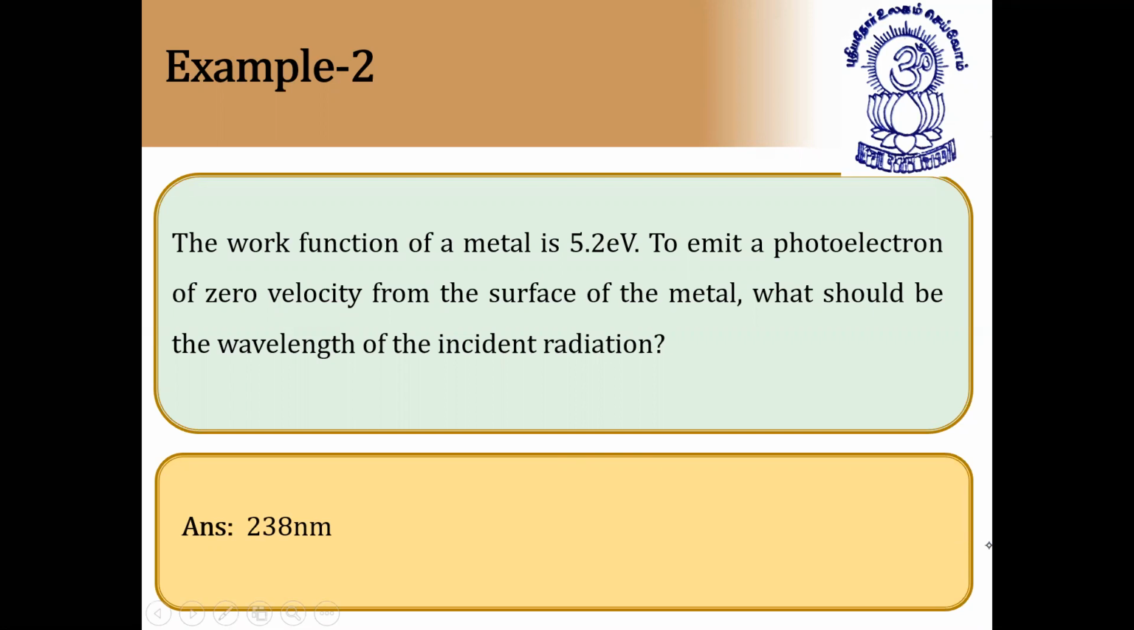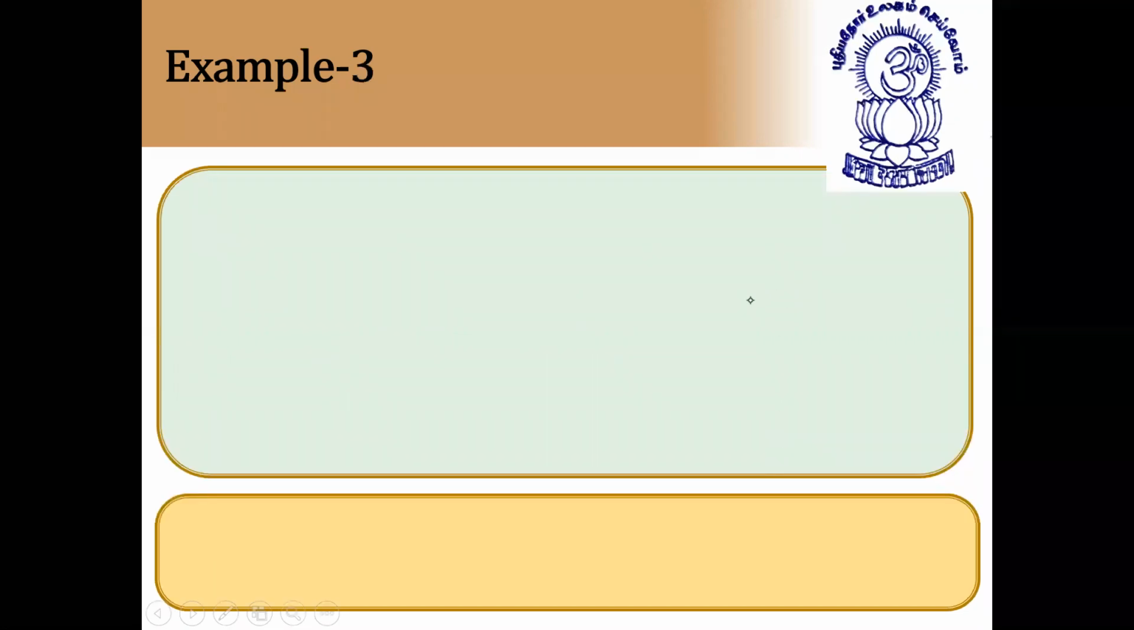So we have to do that calculation, and then you will get the lambda value, that is 238 nanometers. I hope this is clear for you. The work function of the metal is given, and they're asking us to find lambda.